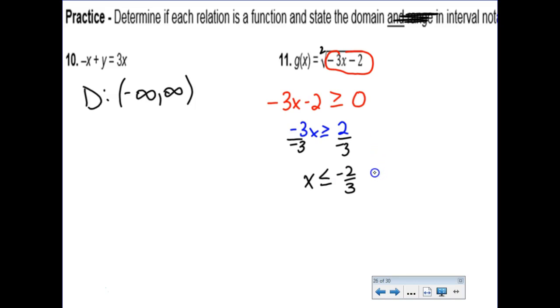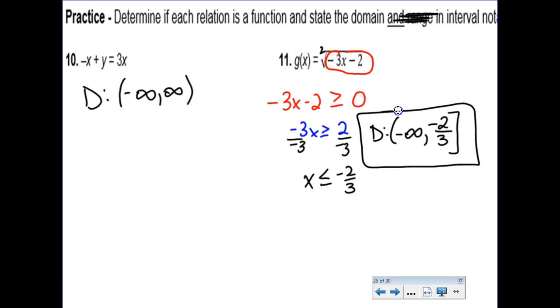But guys, that's an inequality, not an interval. Your domain, how would you write all numbers that are less than or equal to negative 2/3? So negative infinity up until what number? Negative 2/3. How about the number negative 2/3? Do we count it? Do we not count it? Count it. Let's put a bracket on that baby. Woo!